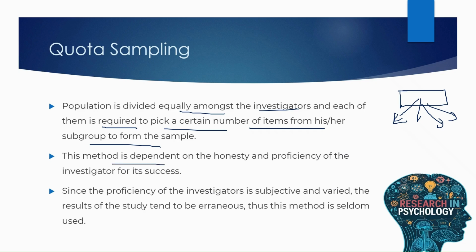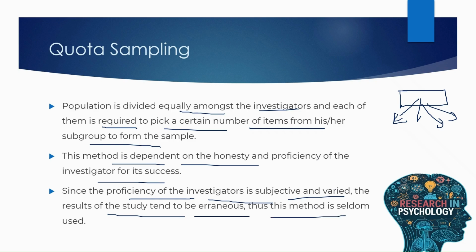This method is dependent on honesty and proficiency of the investigator for its success. Since the proficiency of the investigator is subjective and varied, the result of the study tend to be erroneous. Thus this method is seldom used, right? So if I'm choosing the investigator to whom I am providing the subgroup, if they are not honest or not proficient enough, then my study will not be a success, right? And this is very subjective.